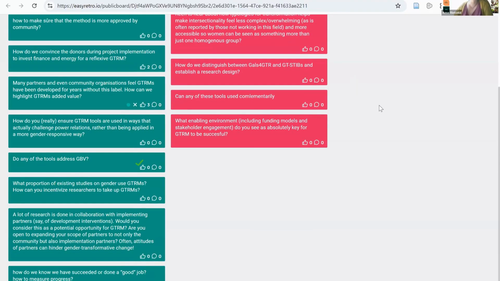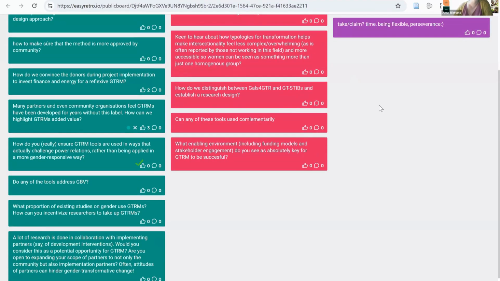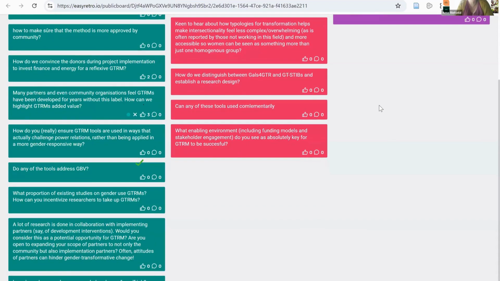And I think that's a very relevant question. And the answer is that we cannot ensure that GTRM tools are used in ways that actually challenge power relations, even if we develop amazing tools, we cannot control how they are used. But I think this is indeed a very real risk, and it's because we are working in teams with a lot of different people, and not everyone is in the same state of mind, has the same experience, the same ideas, and even really understands what we are trying to achieve with these GTRM tools, right?